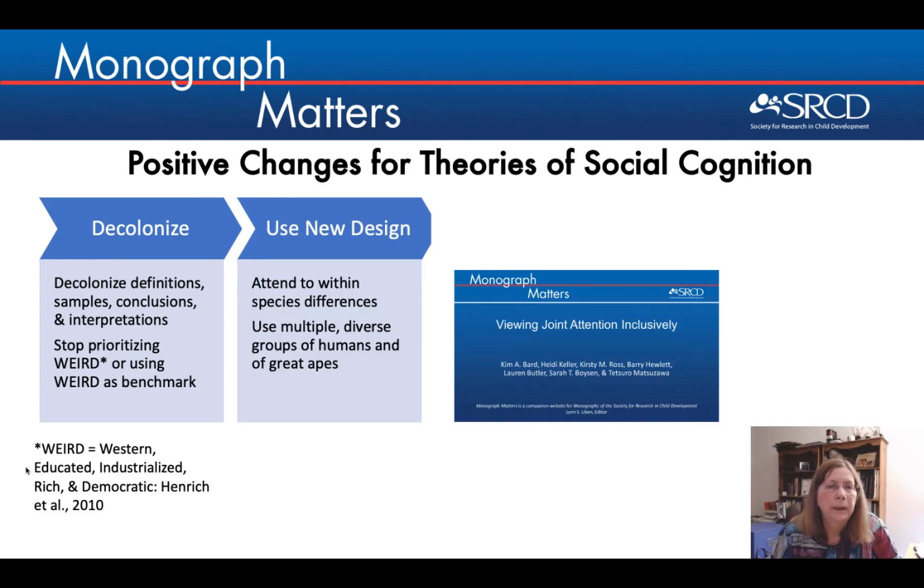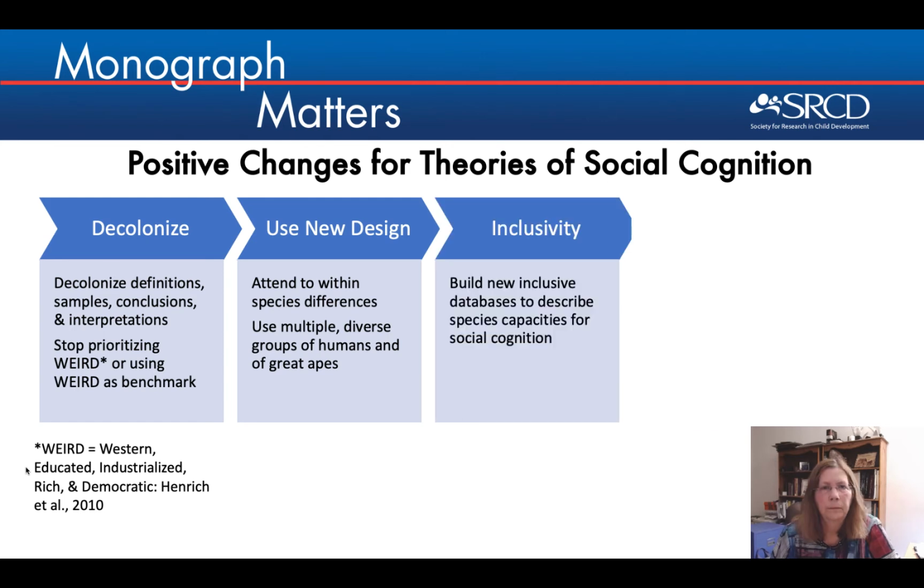The second step in making positive change for theories of social cognition involves using multiple samples from diverse socioeconomic and cultural settings to capture species-level capacities, both for humans and for chimpanzees. For an overview of what we found about human infants' joint attentional capacities using this design, you may see our teaching resource on Monograph Matters, or of course, the monograph. With our monograph, we documented proof of concept demonstrating how to build a new inclusive database for comparative and developmental studies.